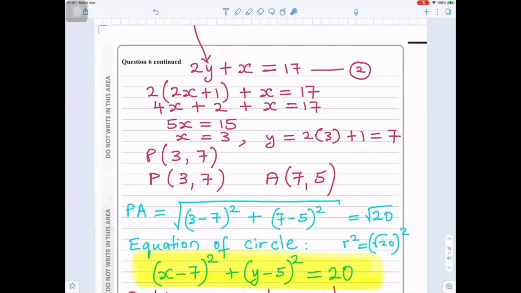Now we want to find the distance between P and A. So we use the distance formula. So it's 3 minus 7 all squared plus 7 minus 5 all squared, and square root of that. So that gives us square root of 20, which means the radius r squared is 20. So the equation of the circle is (x minus 7) all squared plus (y minus 5) squared equals r squared. But r squared is square root of 20 squared, which is 20.